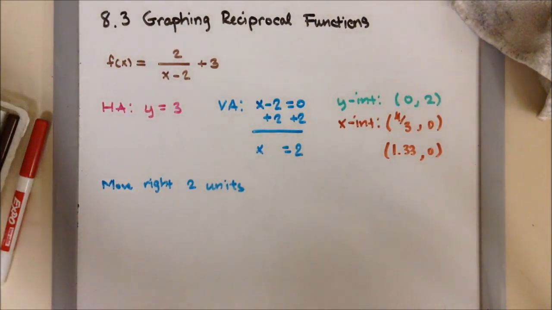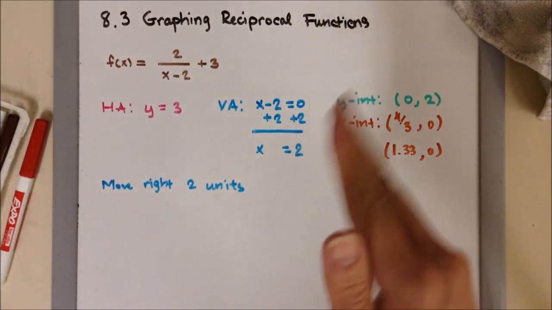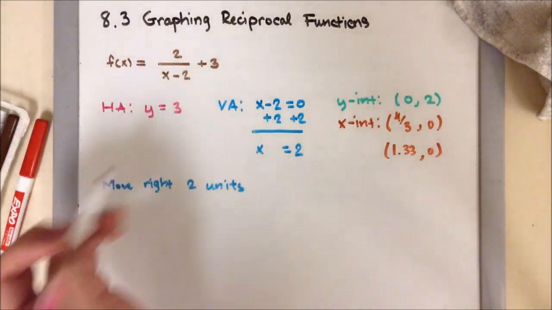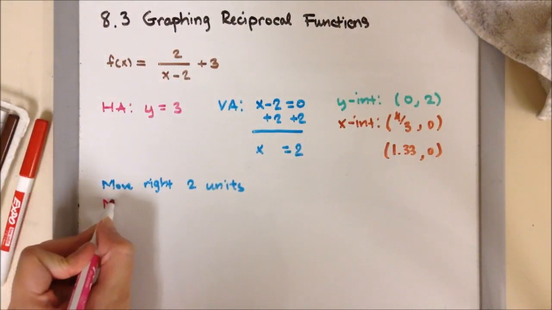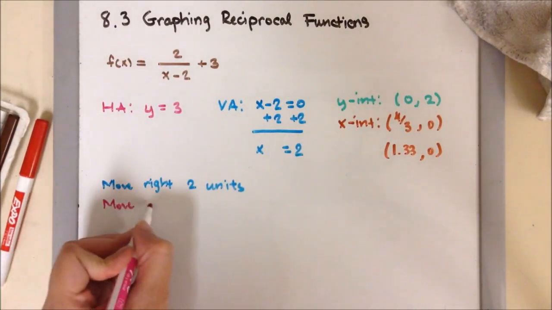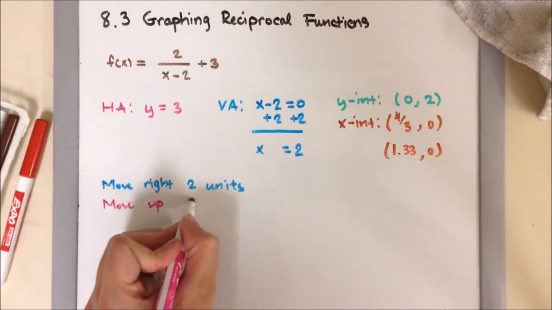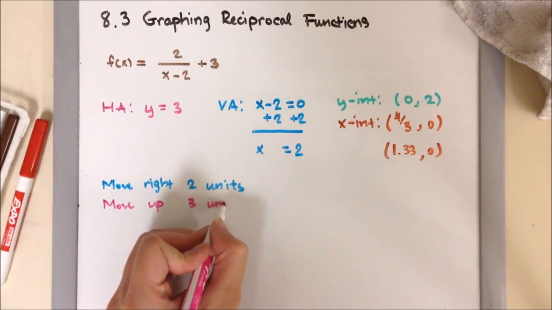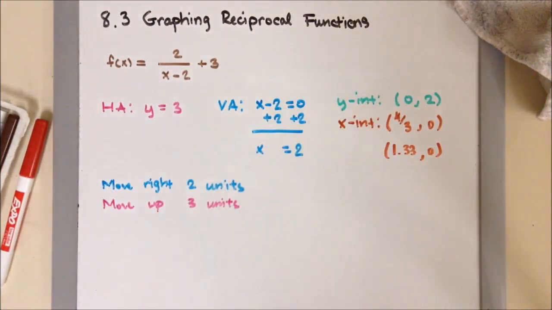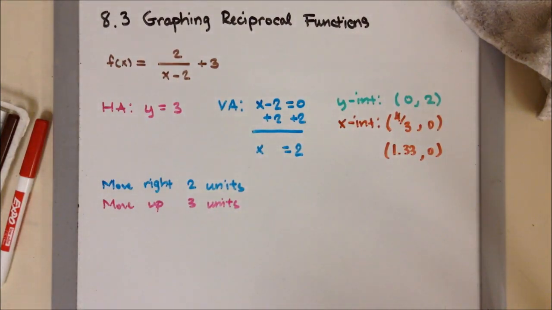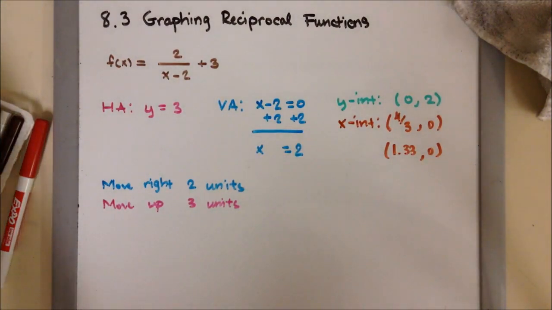Now, for the +3, since there's a number after the fraction, it's going to go up or down. But in this case, for +3, it's going to move up 3 units. So that's the only transformation we have for this example.